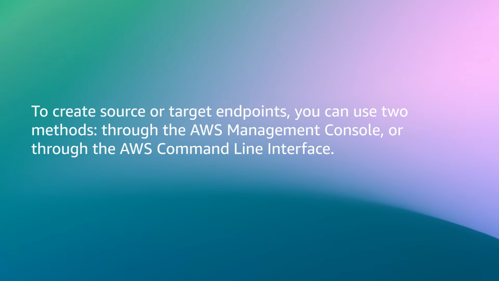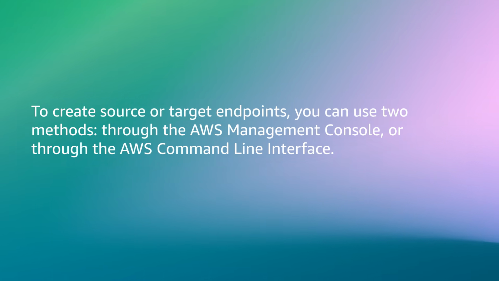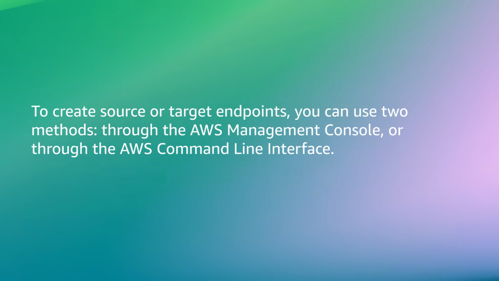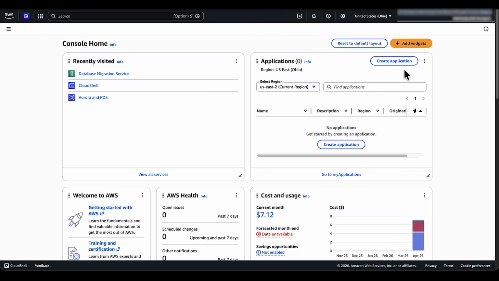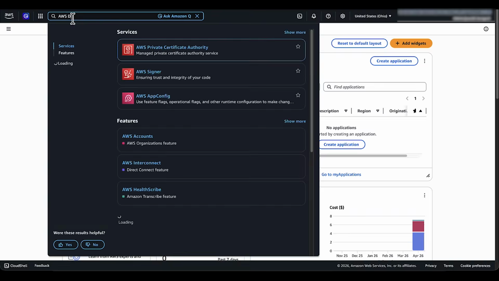Today, I'm going to show you how to use AWS Database Migration Service to create source or target endpoints. Let's get started. To create source or target endpoints, you can use two methods, through the AWS Management Console or through the AWS Command Line Interface. First, open the AWS Management Console, search for AWS DMS.